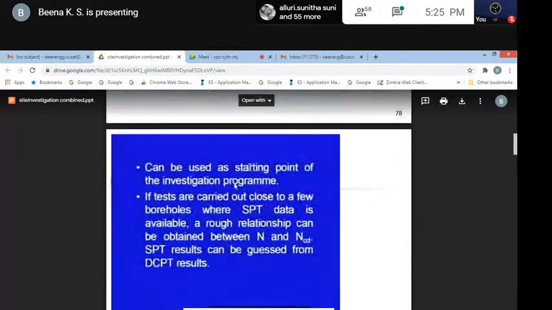And it can be used as a starting point for the investigation program. If tests are carried out close to a few boreholes where SPT data is available, a rough relationship between N and NCD results can be obtained. And after that, if you continue with the DCPT tests, a correlation can be done with the SPT value.